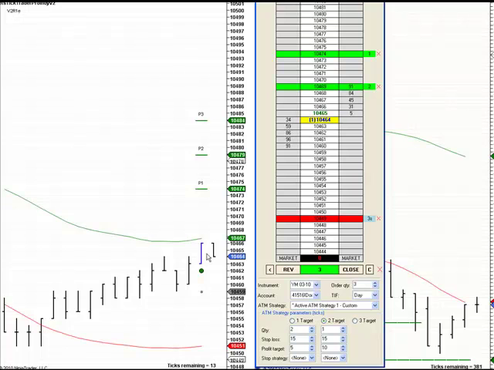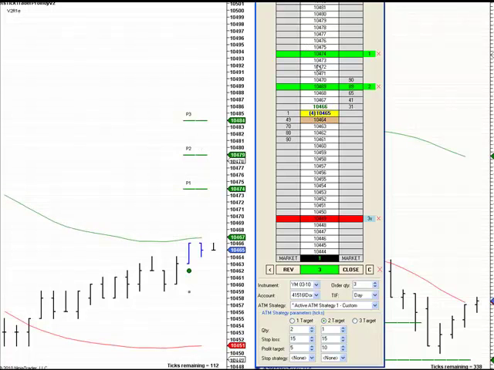Okay, but I try to get a little bit of a better fill when I'm going against the grain, to help absorb some of that risk reward, and again, just going for a small profit.